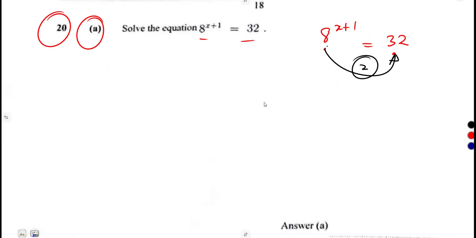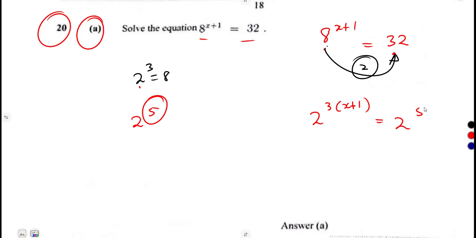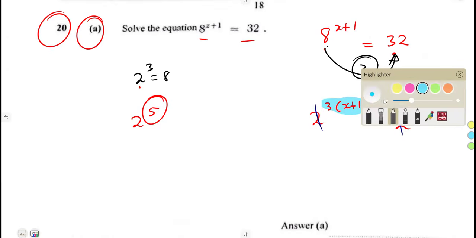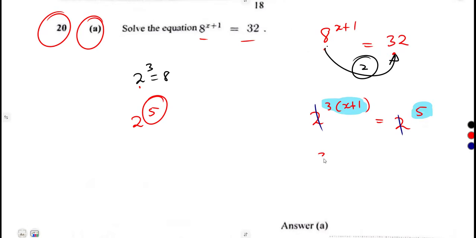So 8 in the base of 2 is 2 to the exponent of 3. So 2 to the exponent of 3 into x plus 1. Already you are having this exponent of x plus 1. Then 32 in the base of 2 is 2 to the power of 5. So since the bases are the same, equate the powers that you're given. So you simply equate 3 into x plus 1 to 5. You have formed an equation that you can solve for x. So here simply solve for x.